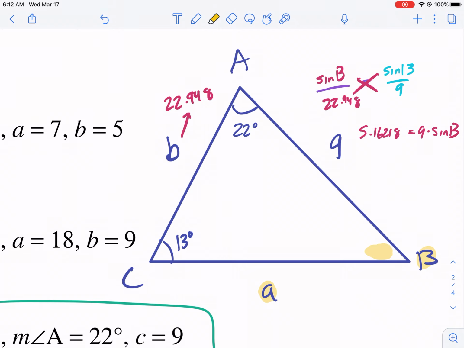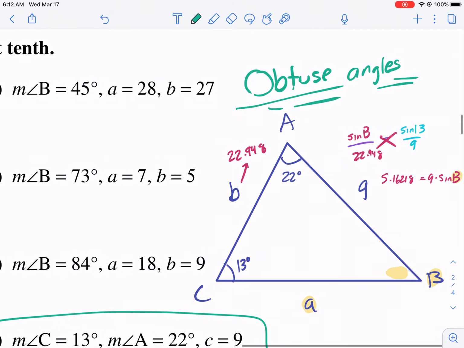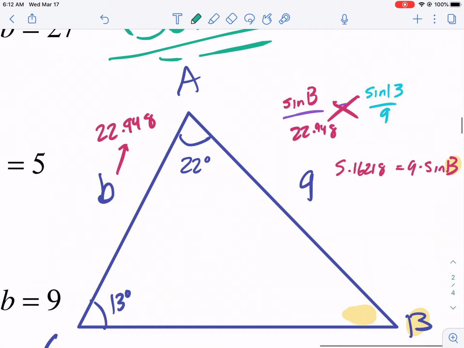Okay, now we're looking for the angle. This is if you're looking for obtuse angles. Maybe we should make this loud and clear at the top: obtuse angles, law of sines. So now I need to divide both sides by 9. I divide this by 9, and I get 0.573... equals sine of B.